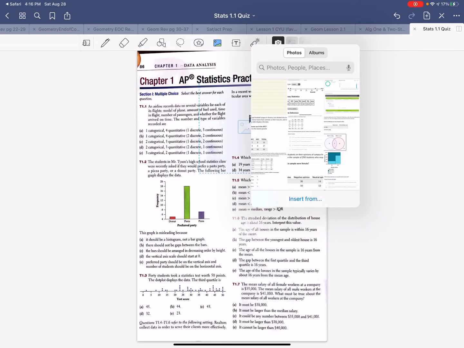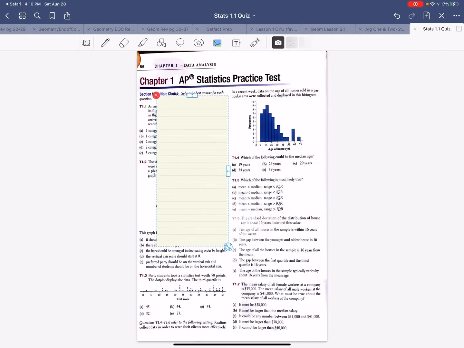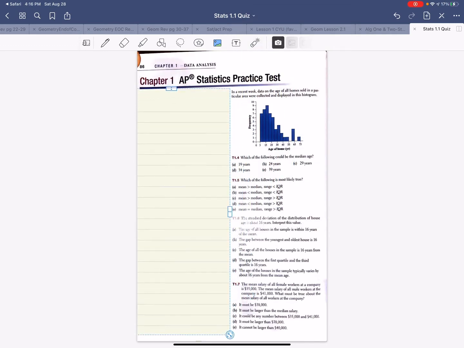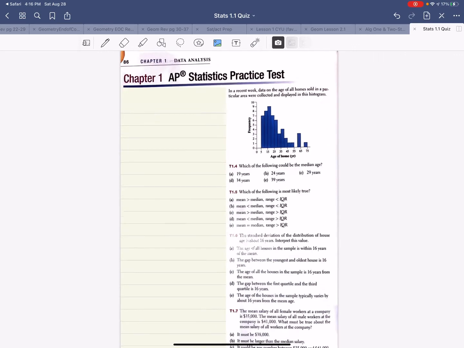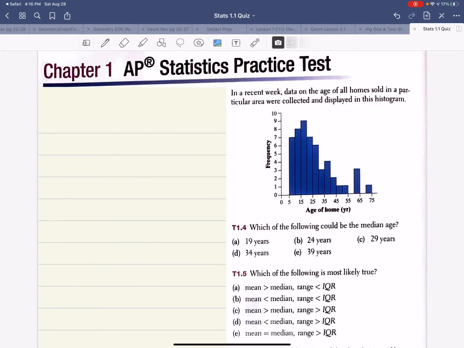All right, now for the other side. In recent weeks, data on the age of all homes sold in a particular area was collected. So this is a histogram, meaning I asked quantitative data and we counted how much. Notice the bin width is counting by fives. Okay. Which of the following could be the median?